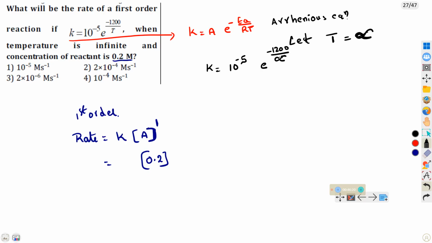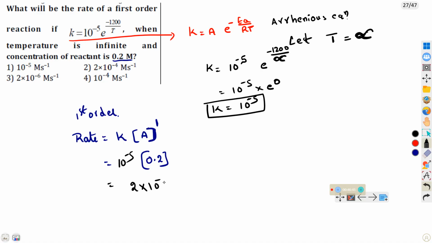Temperature is infinity, so you will get 10^-5 into e^0. Anything to the power 0 is 1. Then the K value, the rate constant, is 10^-5. If you want the rate constant, then you must assume temperature is infinite. 10^-5 times 0.2 gives 2 into 10^-6. Third option is correct.